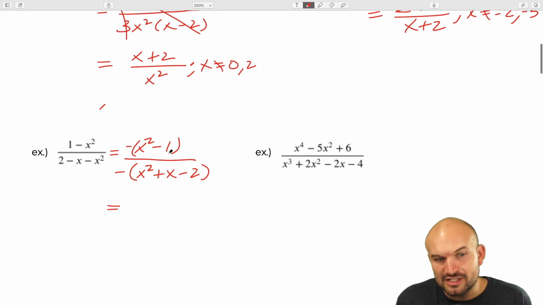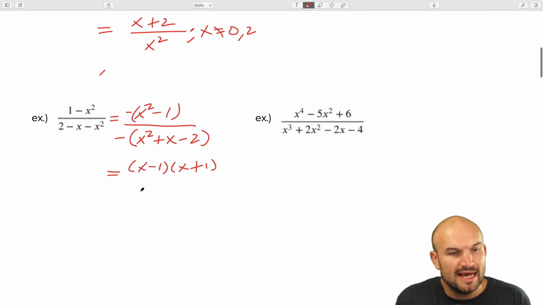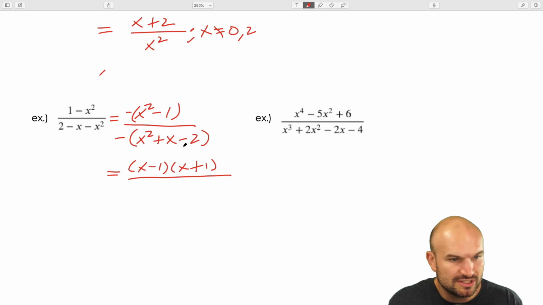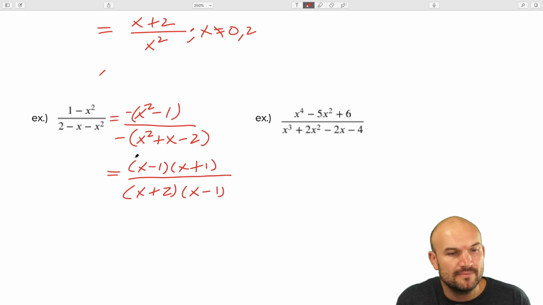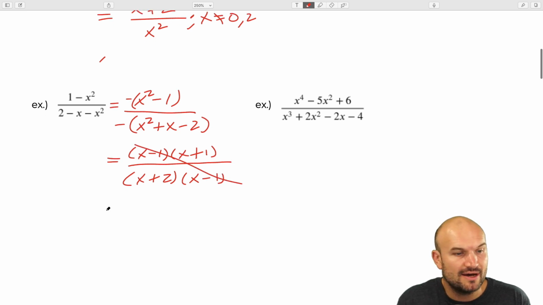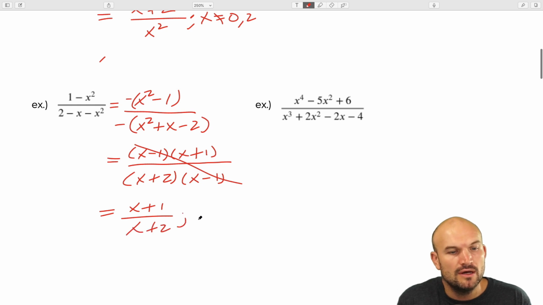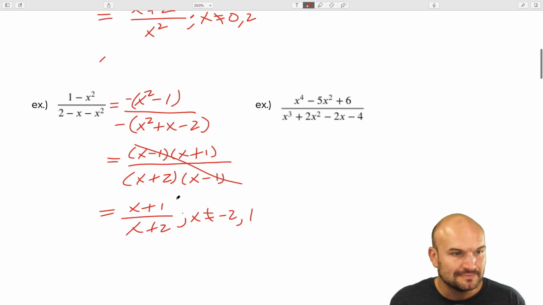And then I can further factor down the x squared minus 1. So that would give me x minus 1 times x plus 1. And the denominator here, I could say what two numbers multiply to give me negative 2, add to give me a positive 1. That's going to be x plus 2 times x minus 1. So therefore, you can see those terms divide out, leaving me with x plus 1 over x plus 2, where x cannot equal negative 2 and positive 1.